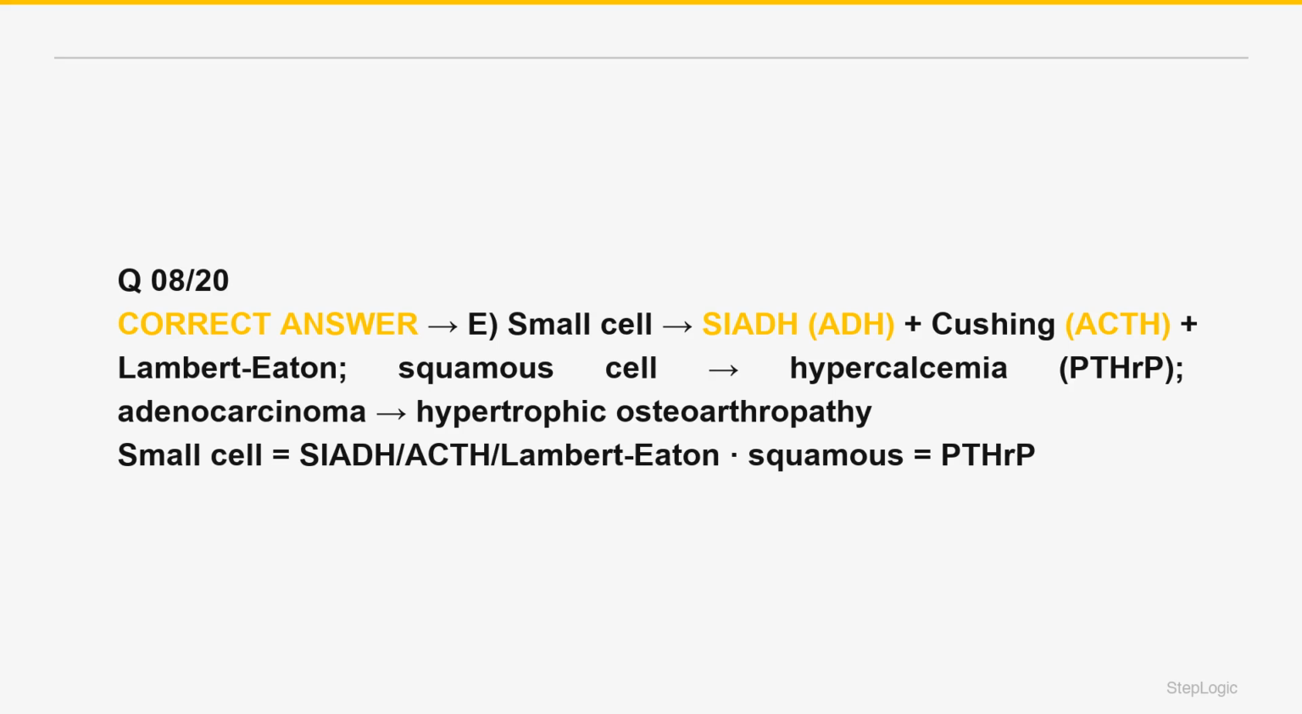Squamous cell carcinoma, also central and smoking related, with keratin pearls, classically causes hypercalcemia via PTHrP, parathyroid hormone related peptide. Squamous is PTHrP and hypercalcemia, the S's. Adenocarcinoma, the most common type, is peripheral, also in non-smokers, and is associated with hypertrophic osteoarthropathy, clubbing, and periostitis. The mnemonic: small cell leads to SIADH and ACTH or Lambert-Eaton. Squamous leads to PTHrP or hypercalcemia.